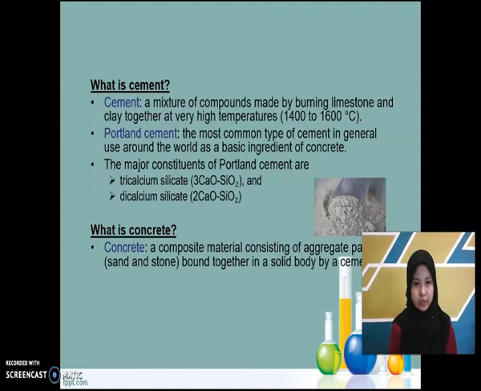So what is concrete? Concrete is a composite material consisting of aggregate particles, sand and stone bound together in a solid body by a cement. This means a concrete consists of cement, aggregate particles which is sand and stone, and also water. Cement plays a role as the material that is needed to combine these aggregate particles to form a concrete.